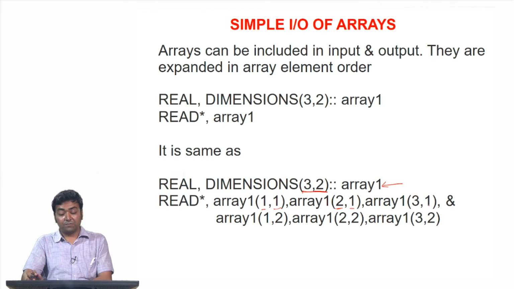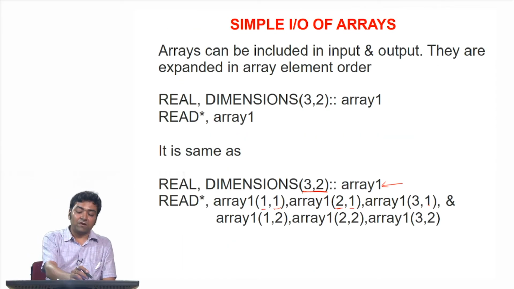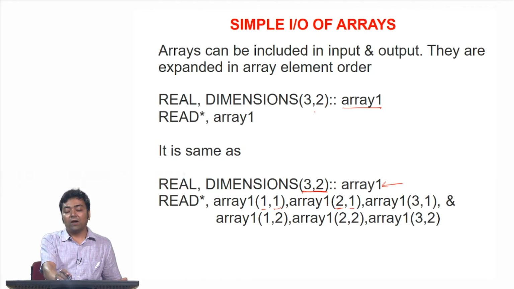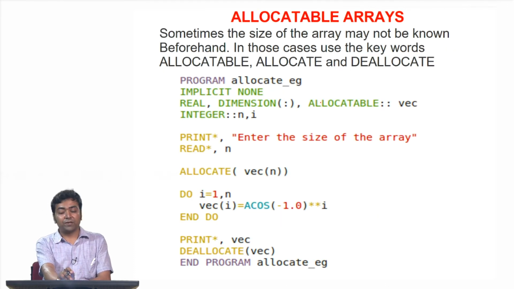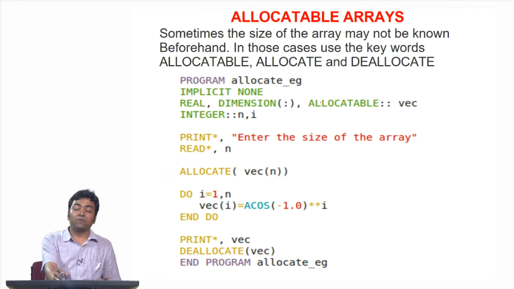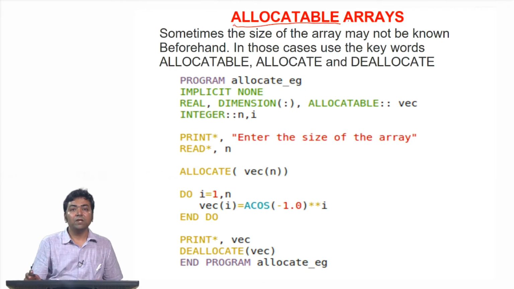What we have seen so far is that whenever we have an array, we need to know a priori what the dimensions of the array are, but in many cases it may not be possible. So, what does one do in those cases? In those cases one uses a different type of arrays which are called allocatable arrays.